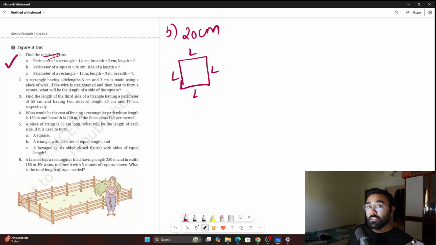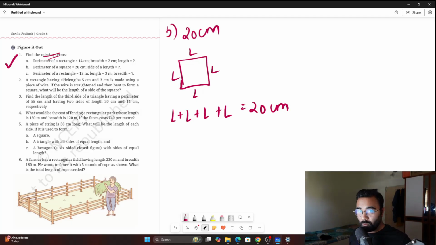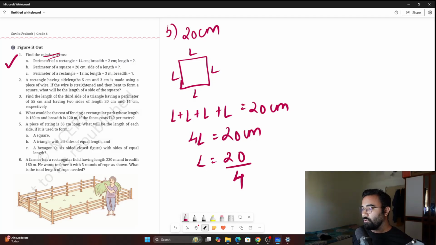Okay, so if all the sides are equal, can I write this as L plus L plus L plus L is equal to 20? This is something that is given to me in the question. I have not made this thing up. So L plus L plus L plus L, this is 1L, 2L, 3L, 4L. So 4 times L is 4L is equal to 20 centimeter. Okay, so L is equal to 20 divided by 4.